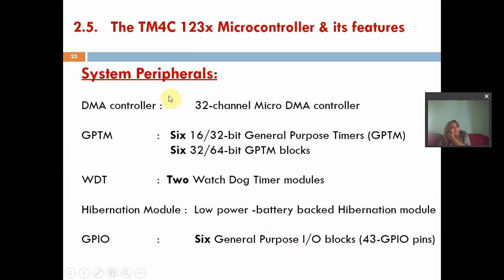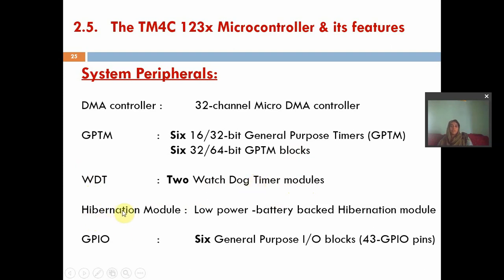System peripherals, as I already explained, we have these types of peripherals. DMA controller, direct memory access. We have 32 channels for the micro DMA controller, and general purpose timers, 16 or 32-bit, 32 by 64 general purpose blocks. WDT, 2 watchdog timer modules. A watchdog timer is a hardware timer which continuously monitors the software program. It will reset the block which is in hang.